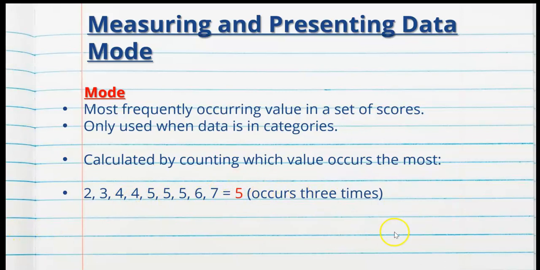Sometimes we have no mode, so each value only occurs once, and then there would be no frequently occurring number, obviously. In that case, we would say no mode, or NA. We would never write 0 because obviously 0 is a number.